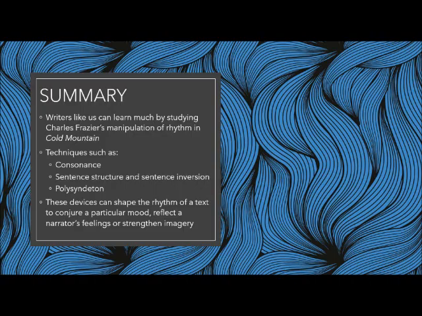In summary, Charles Frazier's Cold Mountain is a masterful novel which manipulates rhythm in order to create multiple effects, and we can learn much from his writing about the use of this technique. The devices of polysyndeton, sentence length, inversion of sentence structure, and consonants can be utilized in order to shape the rhythm of a piece of text by creating an oral pattern that complements the mood of the text, reflects the thoughts or feelings of the narrator, or enhances its imagery.